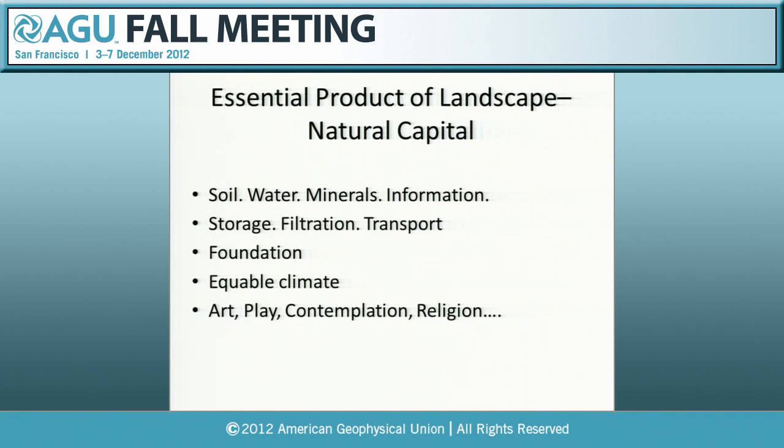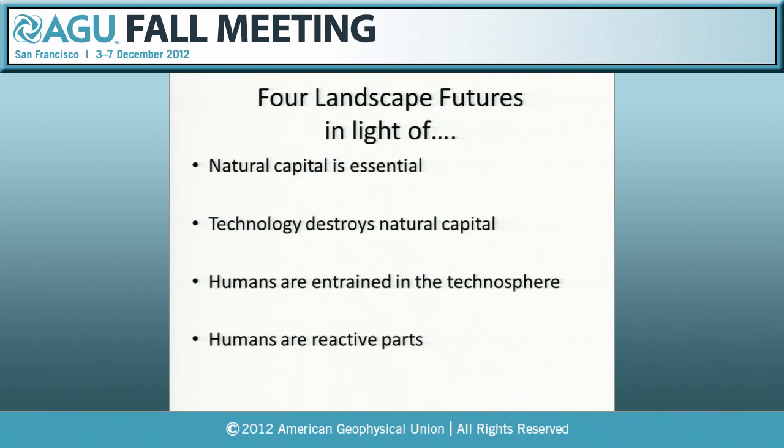A landscape provides a foundation under which all the other spheres operate, an important part of natural capital, not usually included in a listing. I also include climate here because although climate is separate, it's very closely tied to what landscape is. And then landscape also provides other factors that are valuable for humans. So I want to just run through four landscape scenarios that, in consequence of the fact that natural capital will be essential for our survival into the future.